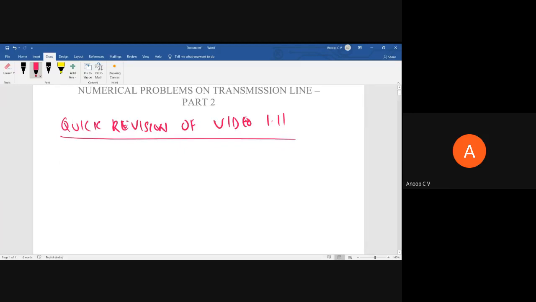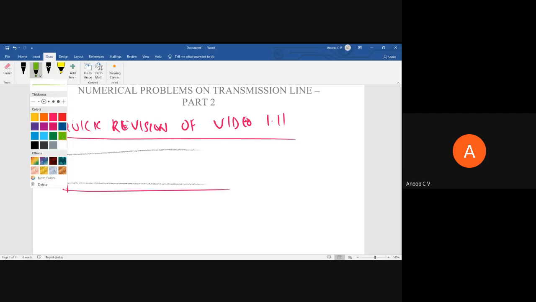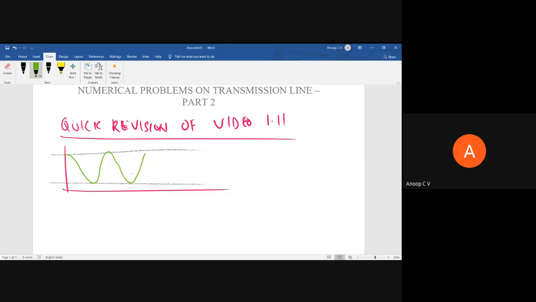It was mainly about standing wave and standing wave ratio. If you have a transmission line, there will be an incident and a reflected wave, and when they interfere we get a standing wave. We can represent the magnitude pattern of the standing wave like this: this is the maximum value, this is the minimum value, and along the x-axis we have z, the distance from the origin.